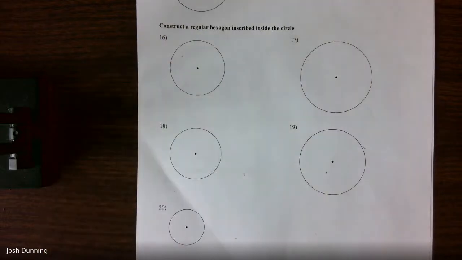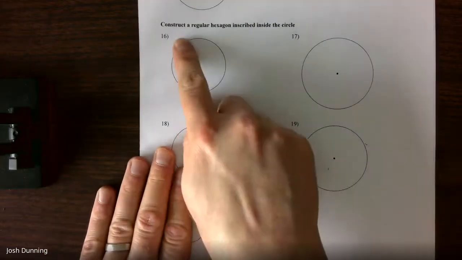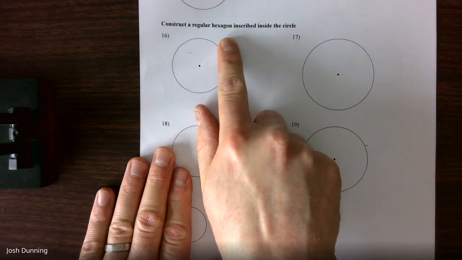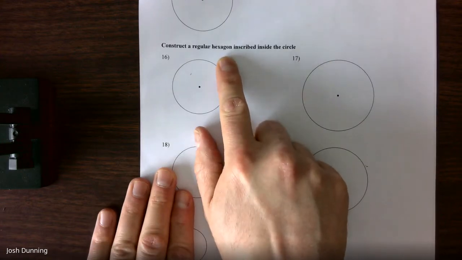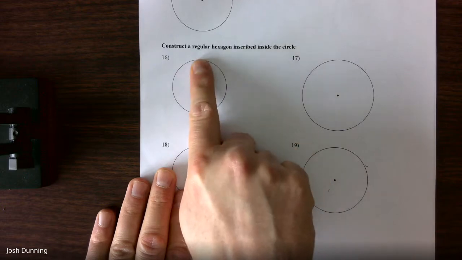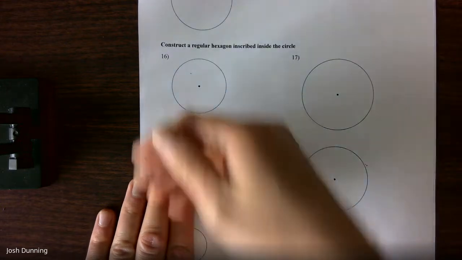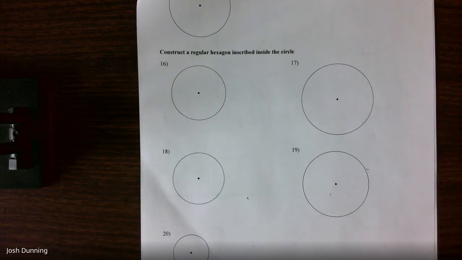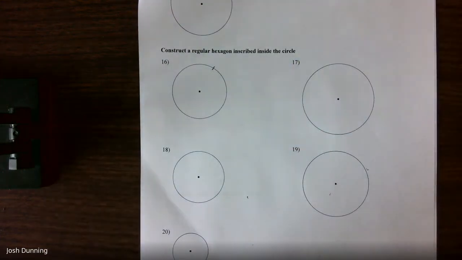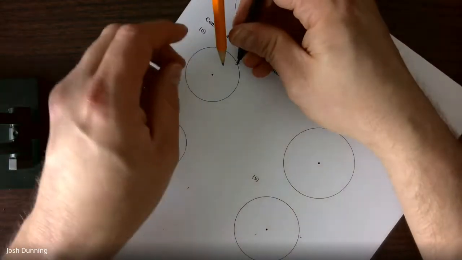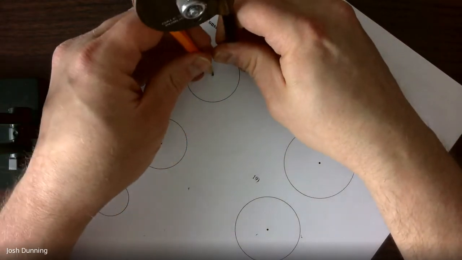Now, 16. This time it says construct a regular hexagon. So we have a hexagon this time. 6 sides. Regular means they're all the same. So maybe you know where this is headed. Maybe not. We're going to do the exact same thing we just did, for the most part.